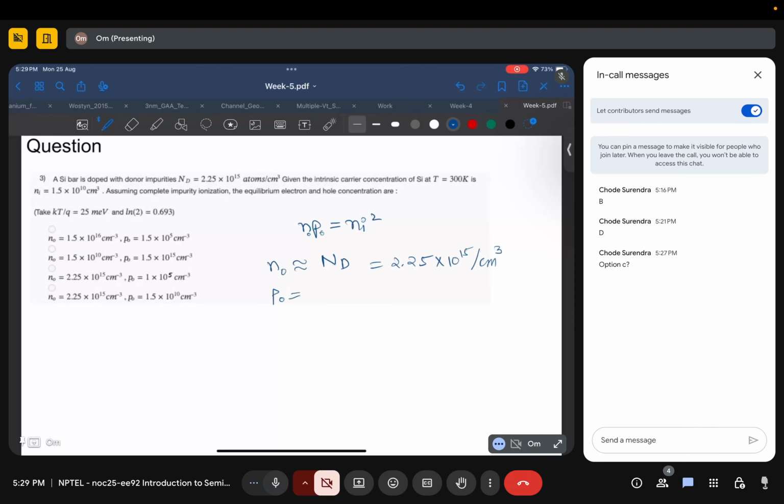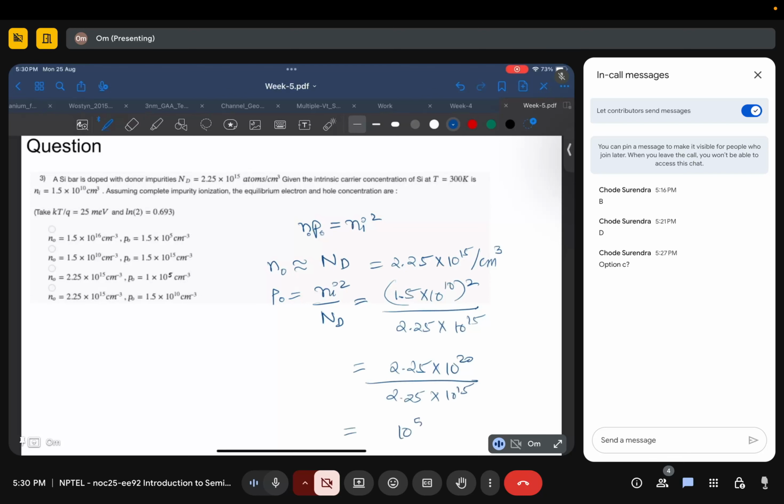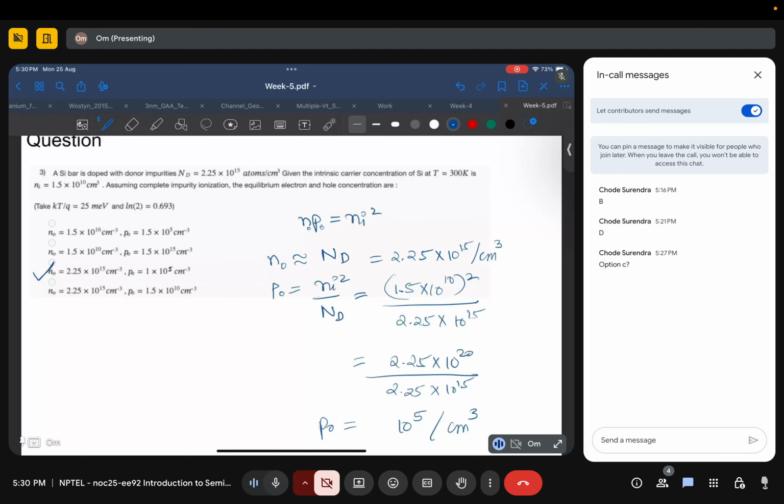So p0 will be ni square by Nd, which is 1.5 into 10 to the power 10 whole square by 2.25 into 10 to the power 15, which is 2.25 into 10 to the power 20 upon 2.25 into 10 to the power 15, which is 10 to the power 5 per centimeter cube. So option C is correct. n0 is 2.25 into 10 to the power 15 and p0 is 1 into 10 to the power 5.